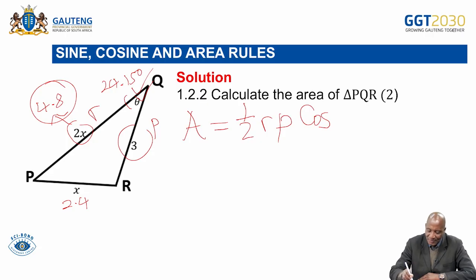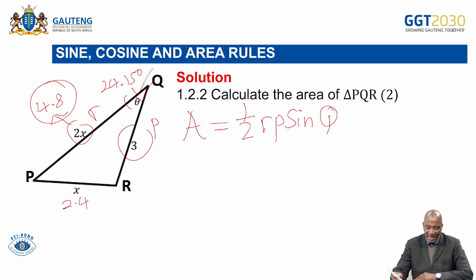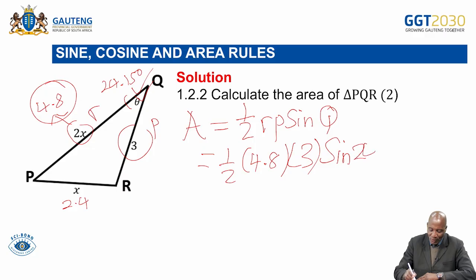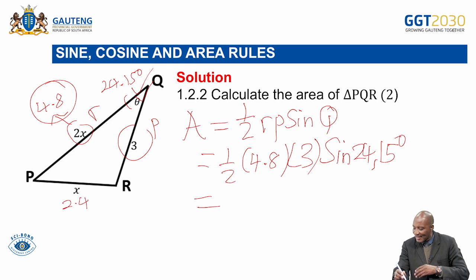that's the area rule, it uses sine. Okay. Half RP sine of our angle Q, which is the angle trapped between those 2 sides. We'll then replace half of 4.8, which is our R, multiplied by, what's our P? Yes, it's a 3. Then sine of 24.15 degrees. Then you punch that on your calculator and simplify.